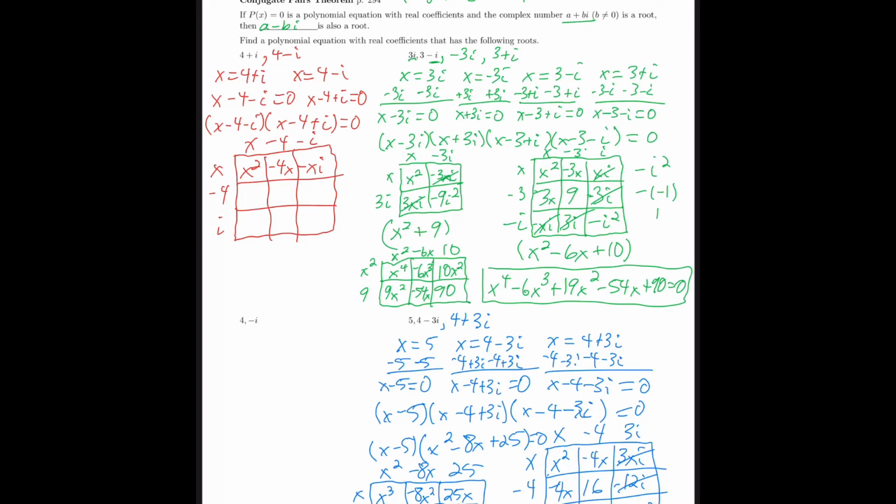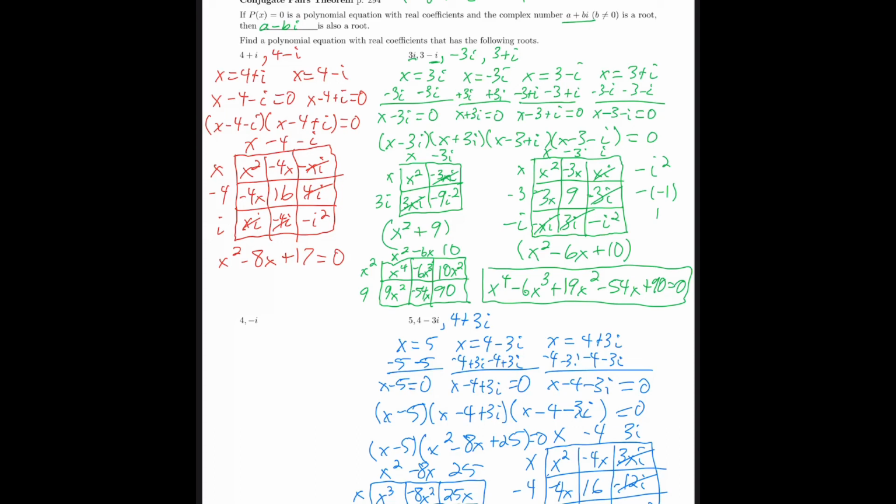And now you can use the box method if you want to multiply those together. So x negative 4 negative i, x negative 4 positive i. X times x is x squared. X times negative 4 is negative 4x. X times i is xi. Negative 4 times x is negative 4x. Negative 4 times negative 4 is 16. Negative 4 times i is negative 4i. X times negative i is negative xi. I times negative 4 is negative 4i. And i times negative i is negative i squared.